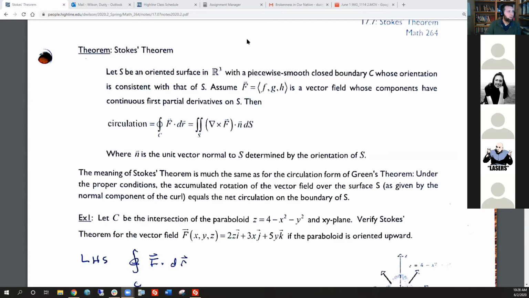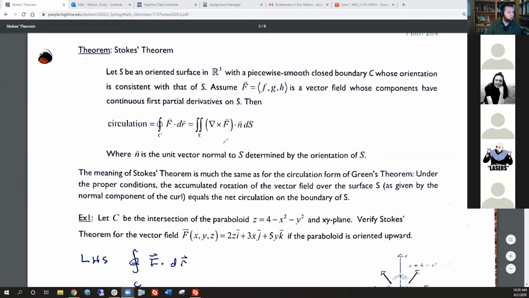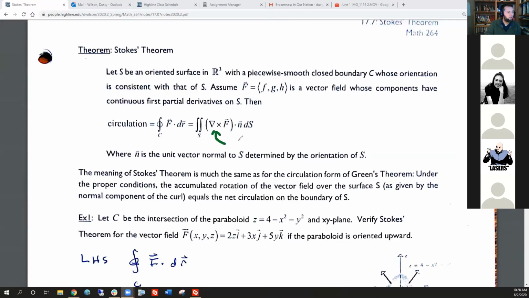ds. And maybe you're hearing me say this, but not catching it. Remember that del cross F is equal to the curl of F. And you'll see both of these notations used in the handout. So the meaning of Stokes' theorem is much the same as for the circulation form of Green's theorem. Under the proper conditions, the accumulated rotation of the vector field over the surface S, as given by the normal component of the curl, equals the net circulation on the boundary of S.